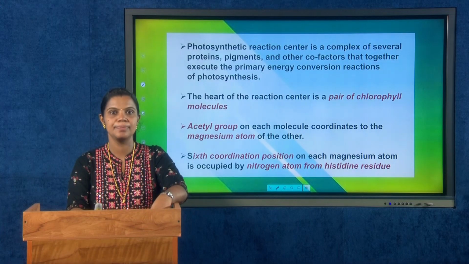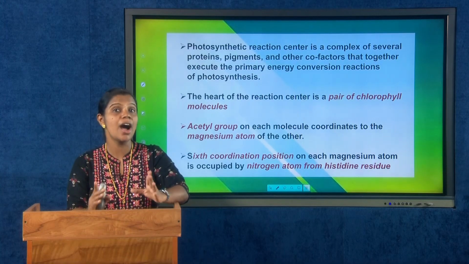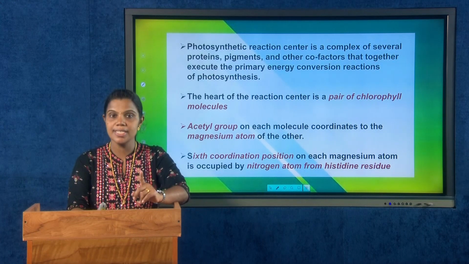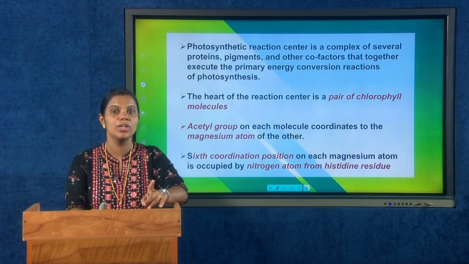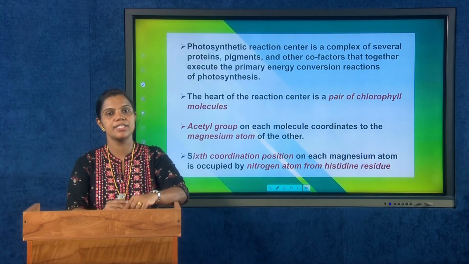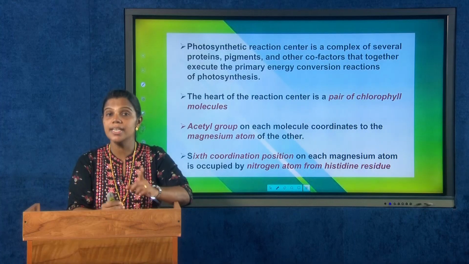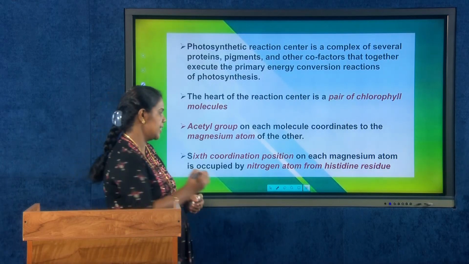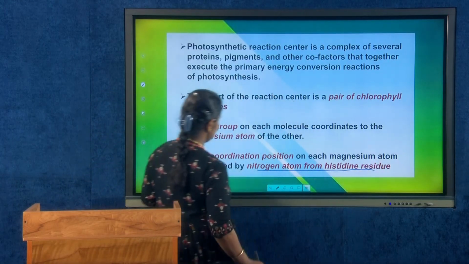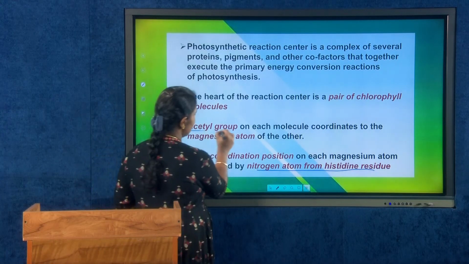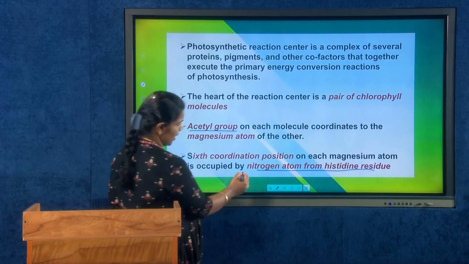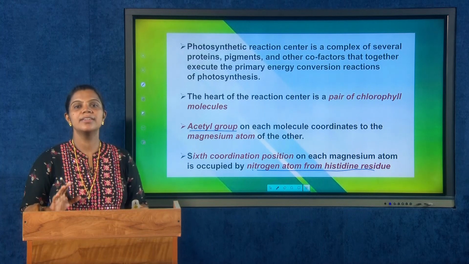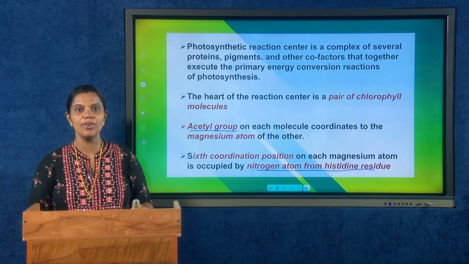We know that the center or the heart of the reaction center is always a pair of chlorophyll molecules. The acetyl group on each chlorophyll molecule will get coordinated to the magnesium atom of the other molecule. The sixth coordination position of the magnesium atom is occupied by nitrogen from the histidine residue. So, one coordination is by the acetyl group and the other coordination is by the nitrogen atom from the histidine residue. Hope the concept of reaction center is clear for you now.